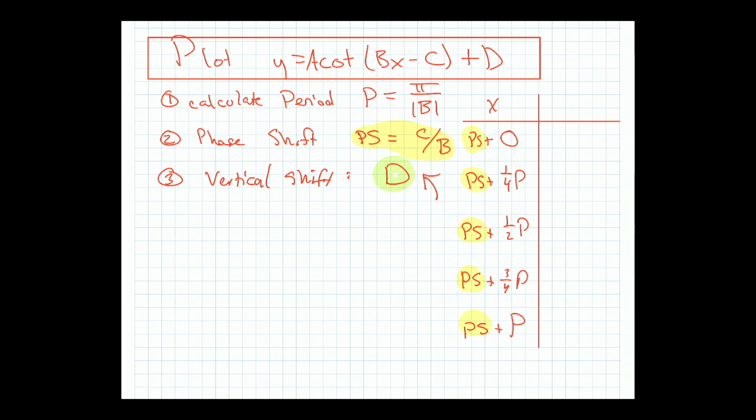Then your y values, same kind of idea, right? Your y values used to be D and E, and then in between here, they went A, 0, minus A. Well, now everything is shifted up. So everything is shifted up by that vertical shift. So you have that D there. D, D, D. All right. So from there, you should be able to plot one of these.